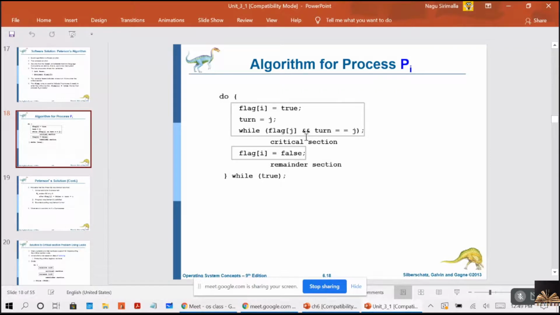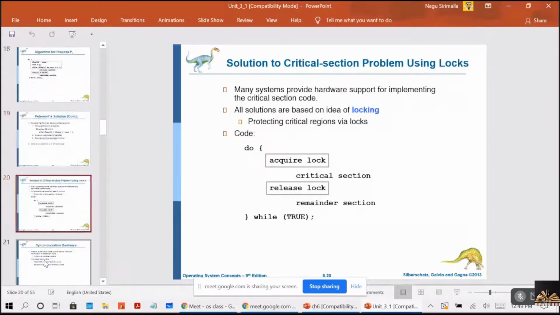That means when one process is inside the critical section, no other process will be allowed to enter the critical section. With this, your mutual exclusion is satisfied. Clear? Two processes can compete for the critical section, but only one can enter. Once one process has entered the critical section, until it comes out of it, no other process will be allowed to enter. So you are achieving mutual exclusion.